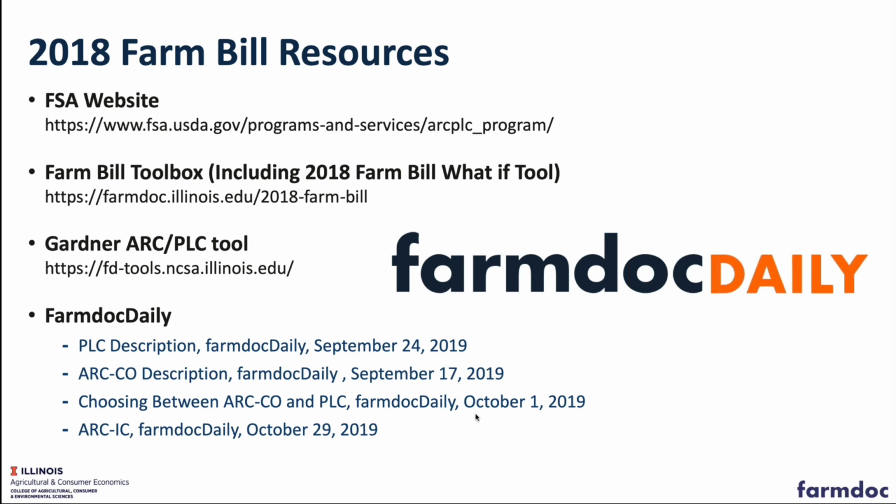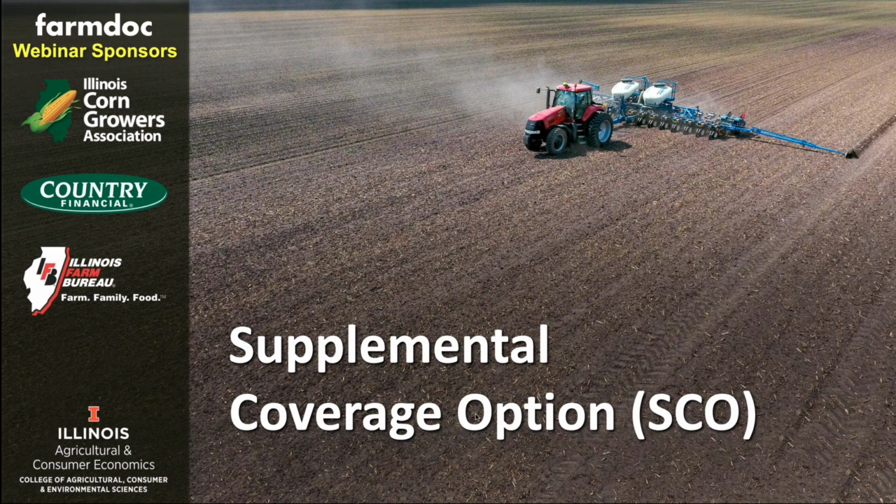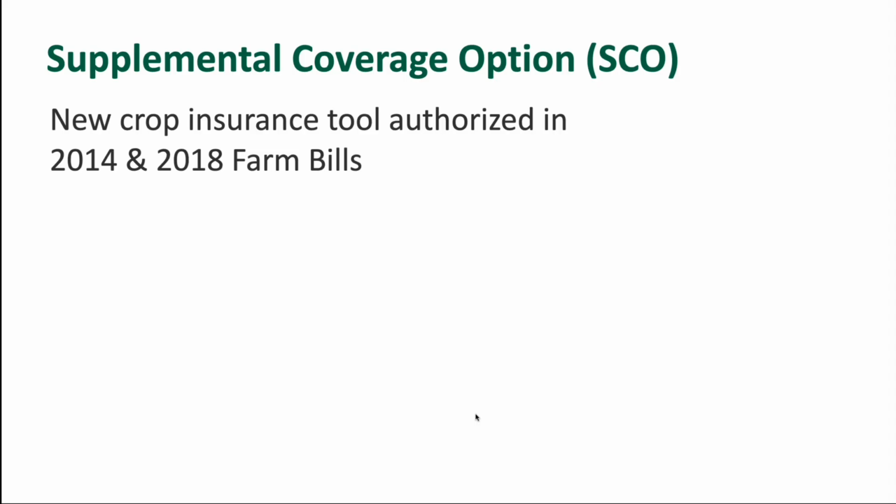And we still have the SCO discussion here. Doug, do you want to take that away? I'll be more than glad to, Gary. As Gary mentioned earlier, SCO, Supplemental Coverage Option, is an additional crop insurance option PLC farms can consider. So it's only available for those farms that enroll in PLC.